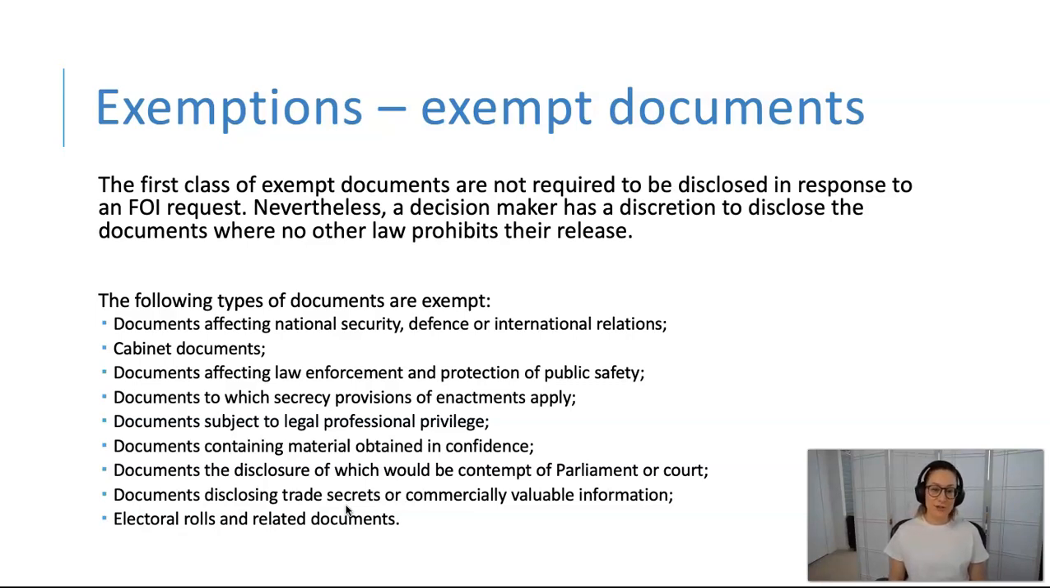As I mentioned, these include national security and defense related documents. Also includes cabinet documents or documents that are subject to legal professional privilege. And it includes documents that contain confidential information or trade secrets. It includes electoral rolls. And it includes documents that essentially might raise other legal concerns, such as where disclosure would be in contempt of Parliament or court. Or documents that might affect law enforcement or disclosure which might prejudice public safety.